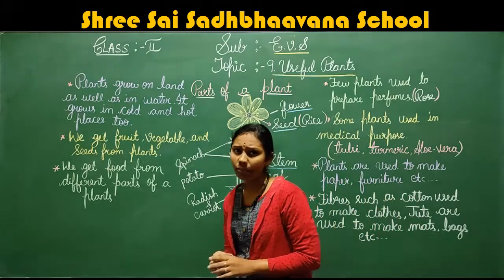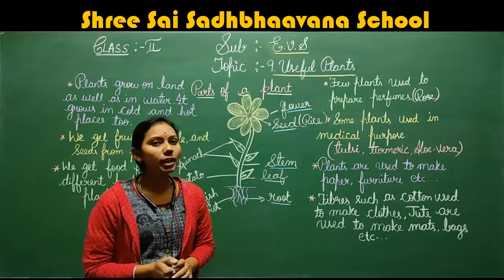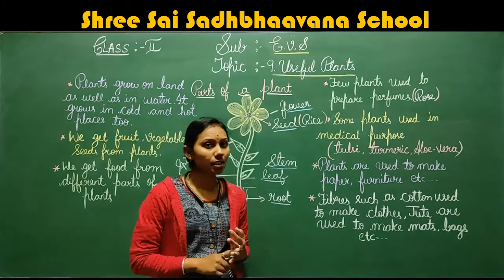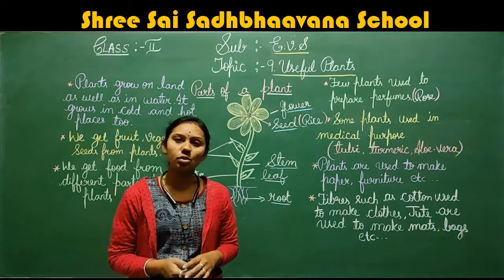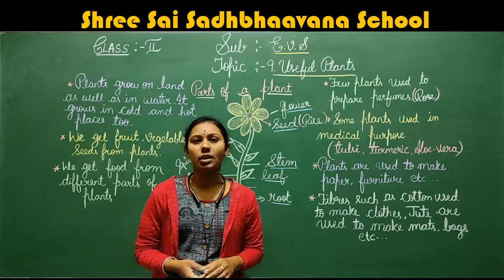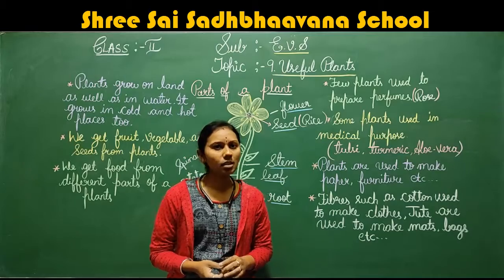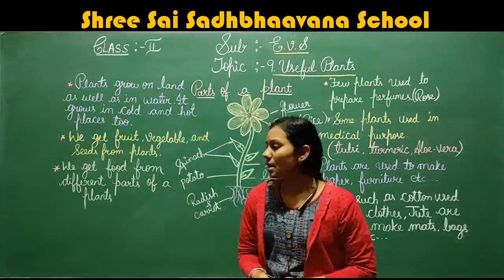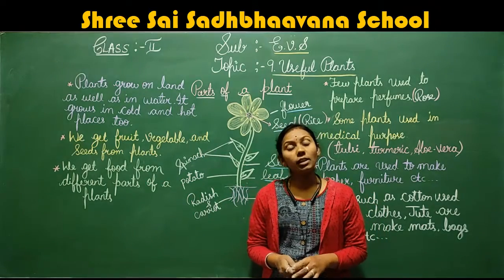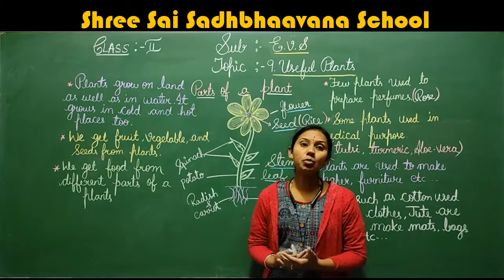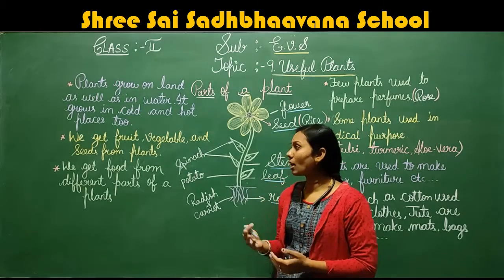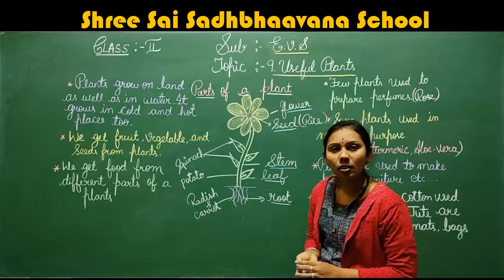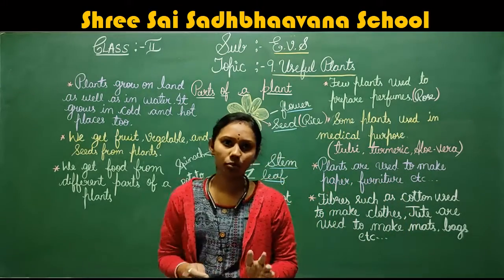Next, what all do we get from the plants? We'll get the fruits, right? Vegetables we'll get. Then seeds also we'll get. Flowers also we'll get. Isn't it like this, many things we can get from the plants. Yes. Next, we'll get different types of food from the parts of the plant.